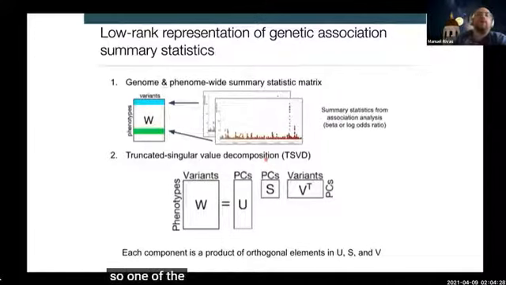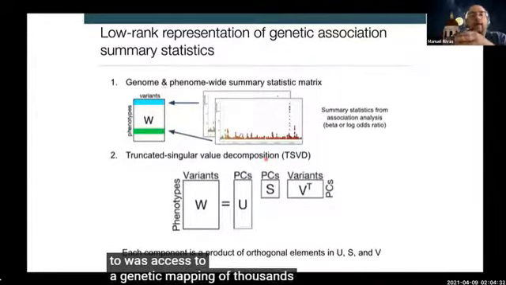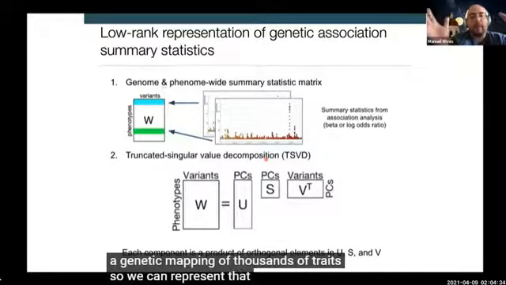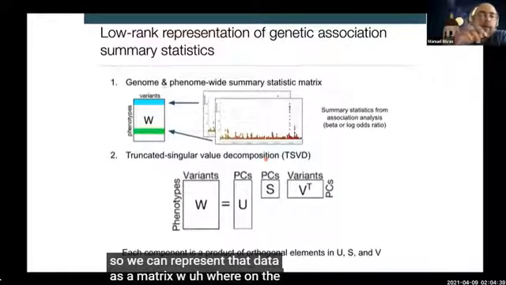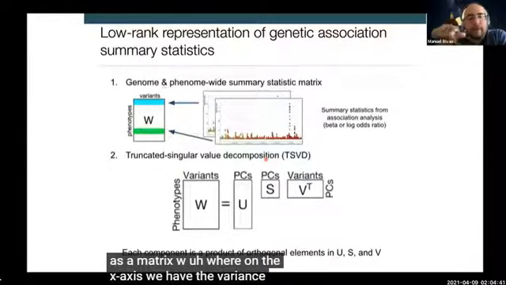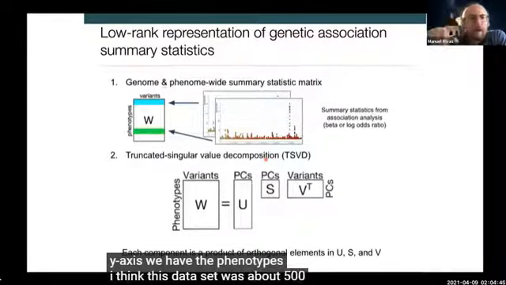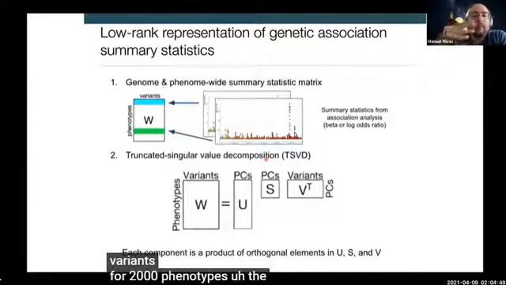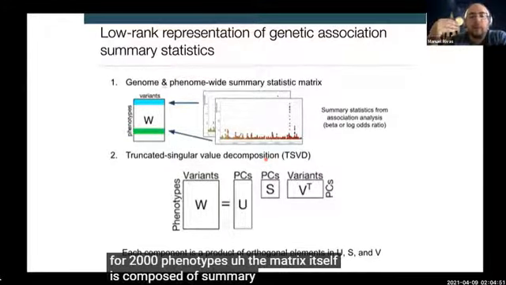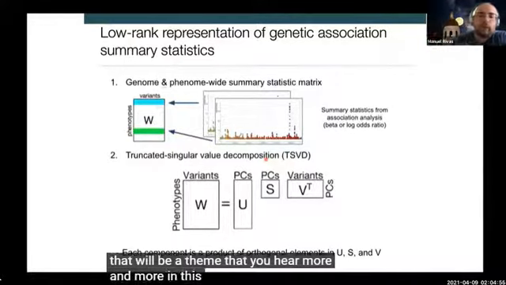So one of the things that we had was access to the genetic mapping of thousands of traits. We can represent that data as a matrix W, where on the x-axis we have the variants, and on the y-axis we have the phenotypes. I think this data set was about 500,000 variants for 2,000 phenotypes. The matrix itself is composed of summary level data, so summary statistics, and that will be a theme that you'll hear more and more in this talk.